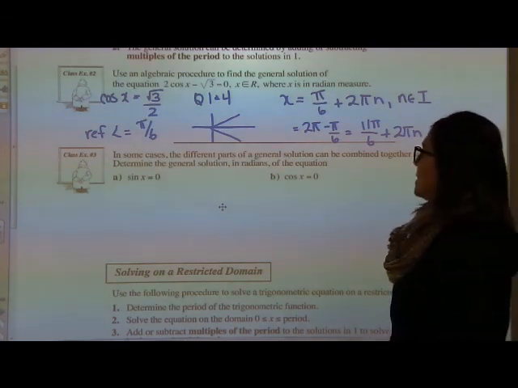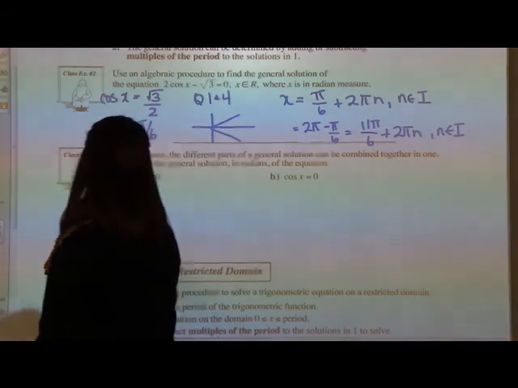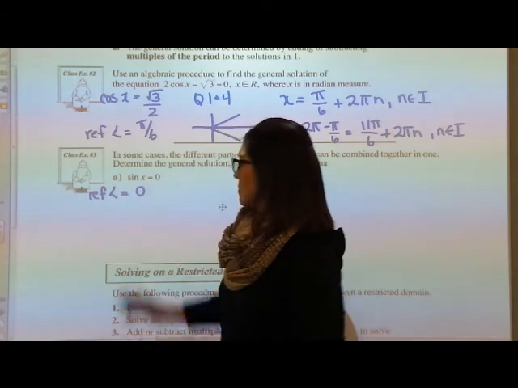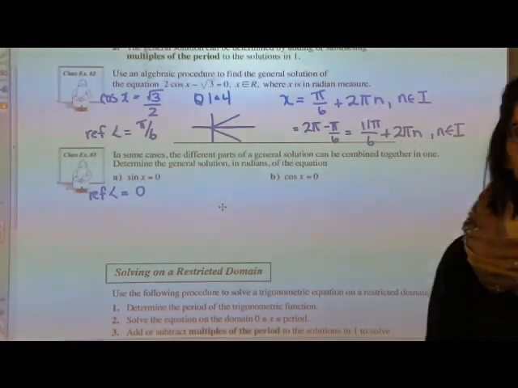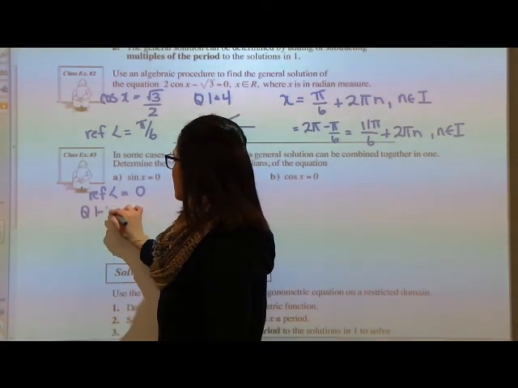Okay. Let's look at sine x equals 0. How would I do this one? What's my reference angle? Zero. Okay. In this case, 0 is neither positive or negative, so I actually have to consider all 4 quadrants.